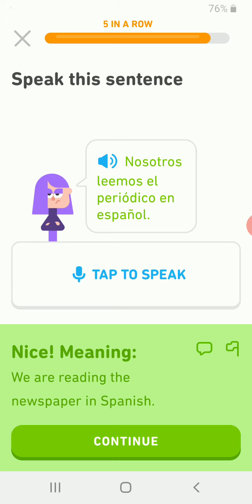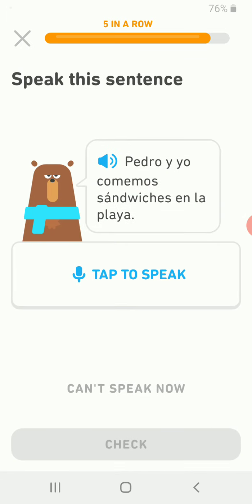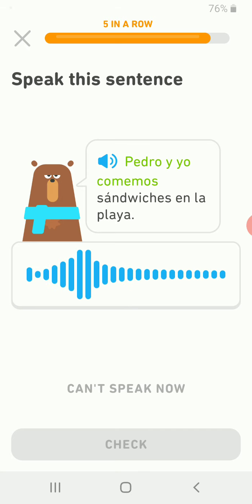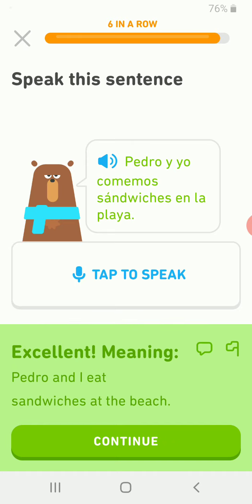So we read the newspaper in Spanish. Pedro y yo comemos sándwiches en la playa. Sandwiches, sorry. So let's see if I can say this sentence correctly. Here we go. Pedro and I eat the sandwiches at the beach.